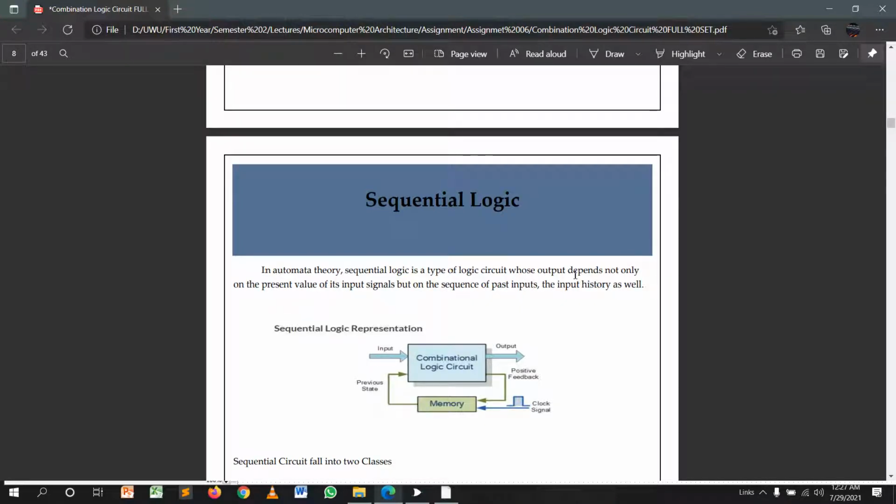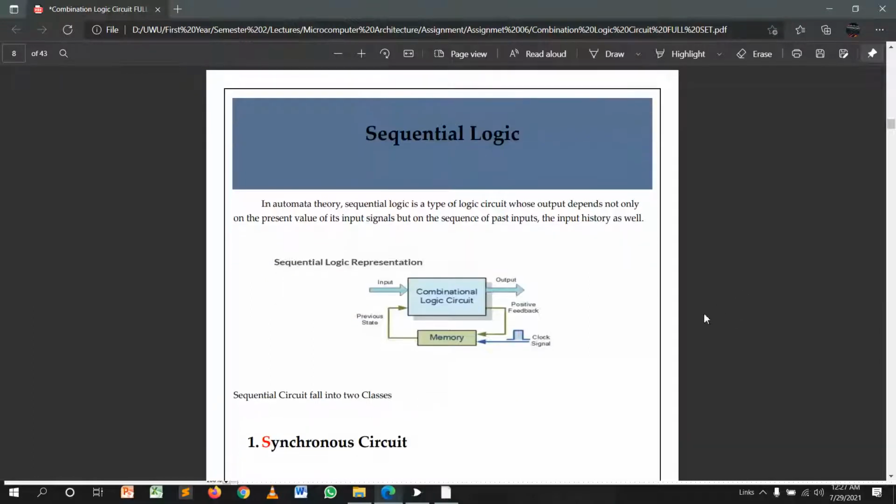This is the third video in this tutorial series. In this video I am going to talk about sequential logic. Before explaining that, we have to know what sequential logic is. Sequential logic is a type of logic circuit whose output depends not only on the present value of its input signals but on the sequence of past inputs.